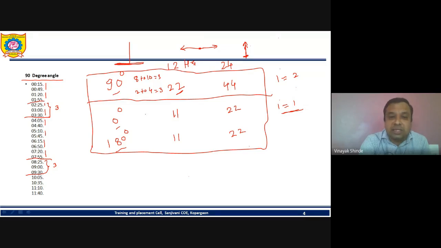Which are those slots? It is 11 o'clock to 1 o'clock. From 11 to 1, only one 0 degree angle is made, that is at 12 noon. And for the 180 degree angle, the straight line, what is the slot? 5 to 7, only one 180 degree angle is made, that is at 6 o'clock.